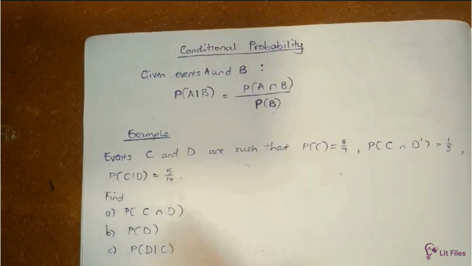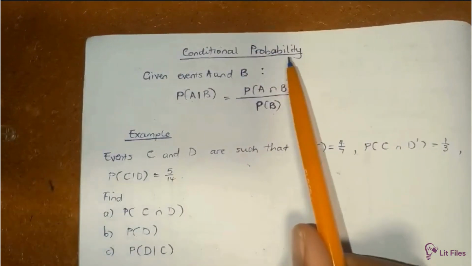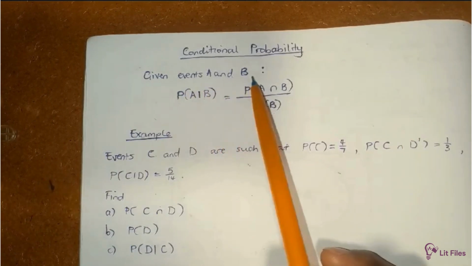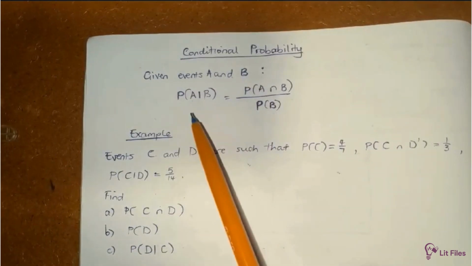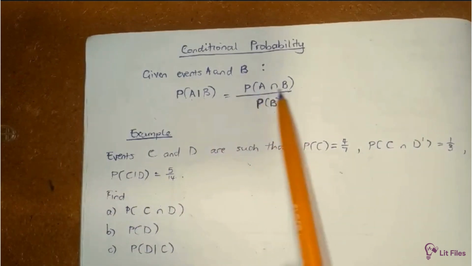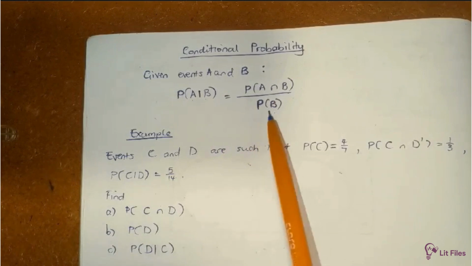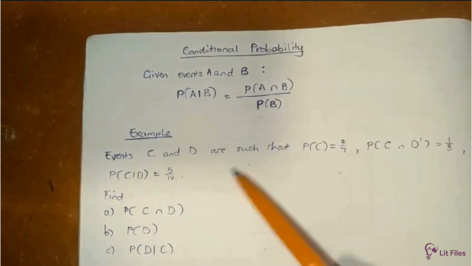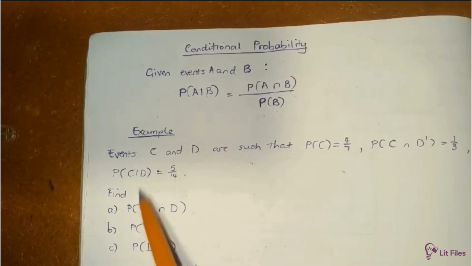Good day. Let's now turn our attention to conditional probability. For any two given events, A and B, the conditional probability that A occurs given that B has already taken place is equal to the probability of the intersection over the probability of B, the latter event. That is key. So let's check this out with the aid of an example.